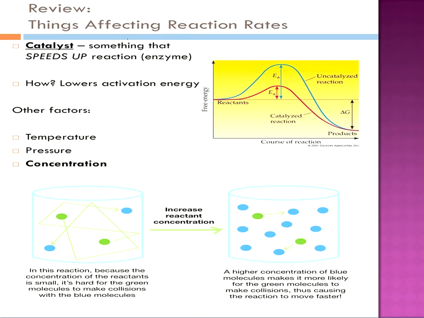Next point, the factors which affect the rate of reaction. Number one factor is catalyst. We know it is used to increase the rate of reaction; it speeds up the rate of reaction. Here the graph is given. The minimum amount of energy required by the reactant molecules to participate in the reaction and make the reaction happen is known as activation energy.